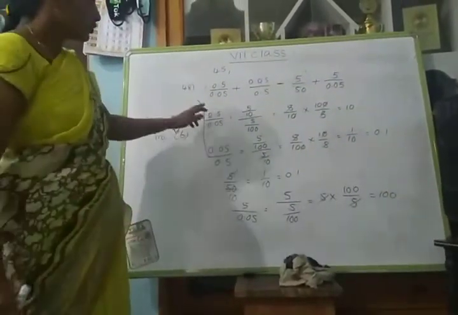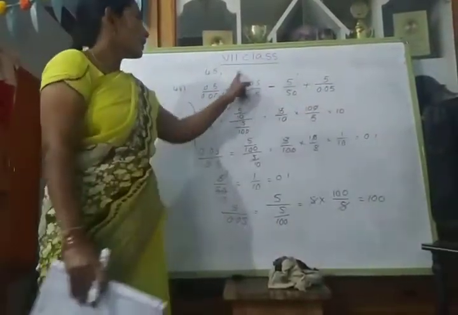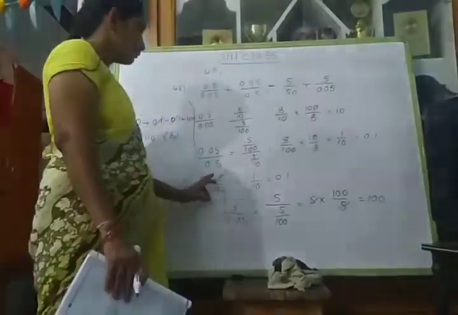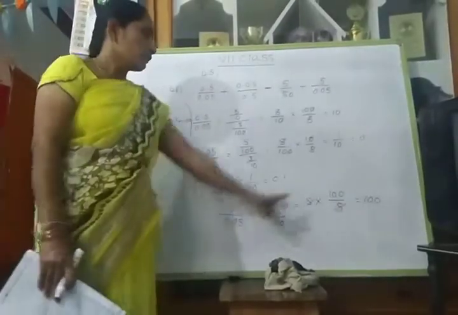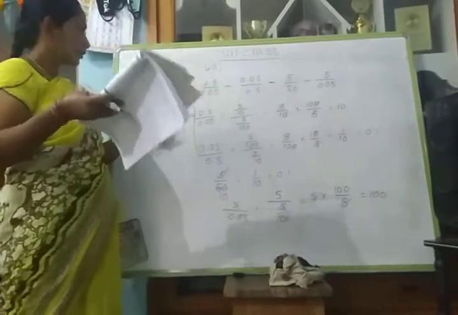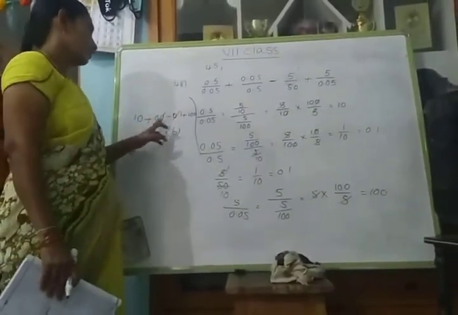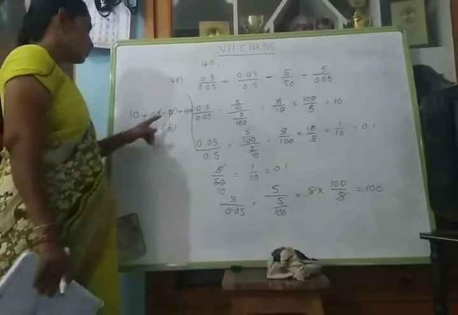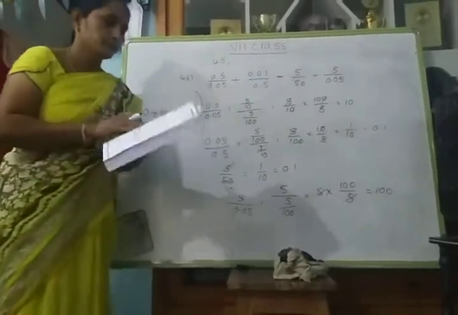Option B. Understood, children? So first I simplified this one, we get 10. Again I simplified this one, 1 by 10 is nothing but 0.1. 5 by 50 means 1 by 10, it is also 0.1. This value we get 100. Here plus 0.1 and minus 0.1 get cancelled, because opposite numbers with the same value and opposite signs give 0. So here 100 is left, here 10 is left. 100 plus 10 is 110.